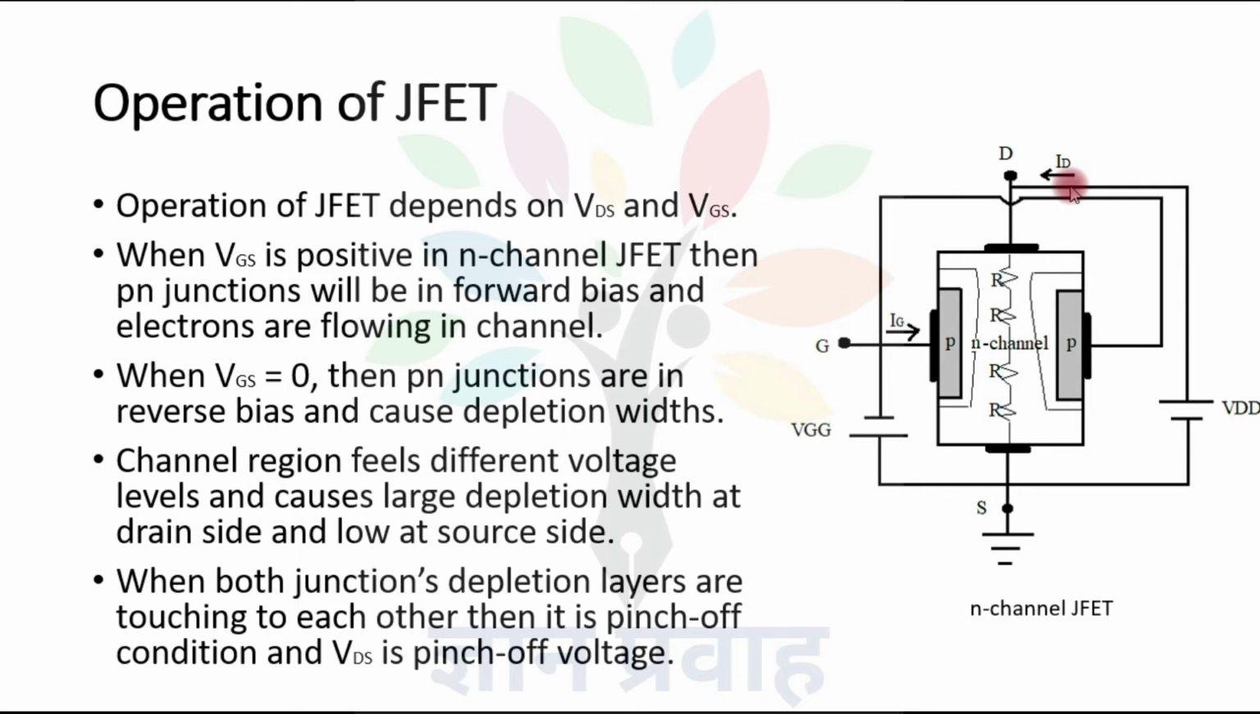So JFETs are normally on devices. It means when we apply power supply, then current conduction is there between the drain and source terminal without applying any input voltage or VGS voltage here. By applying VGS voltage, and depending on the polarity of the VGS voltage, the current conduction is controlled in the channel region. So here we are simply showing a channel region having uniform resistance values.